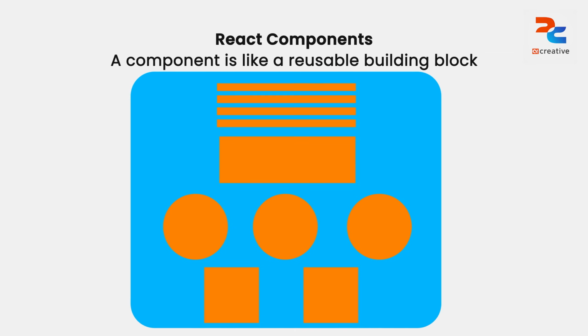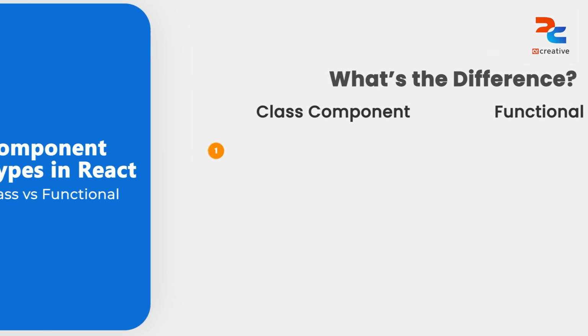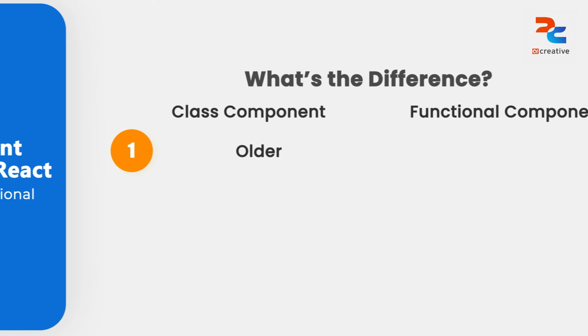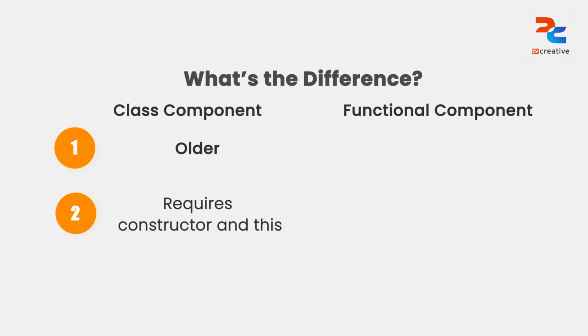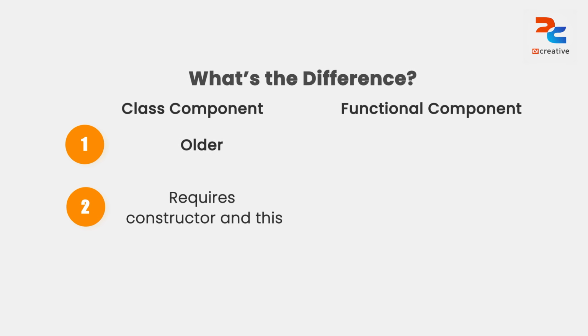In React, there are two main ways to write a component: class component and functional component. Class components are the older style. They require more setup, like using a constructor and managing state with this, which refers to the current instance of the component and can be tricky to handle sometimes.